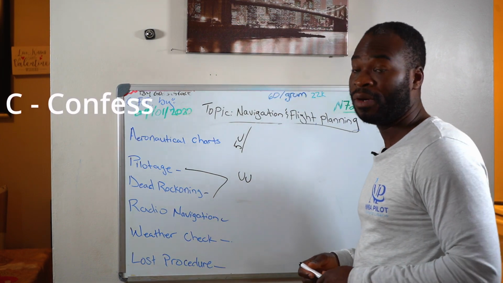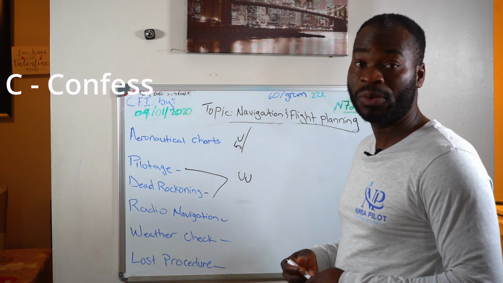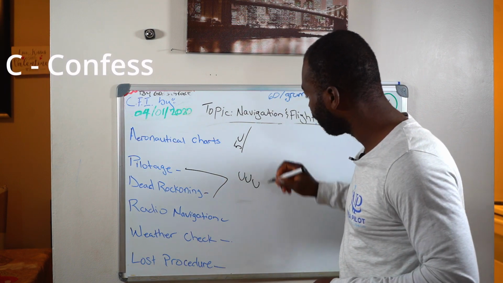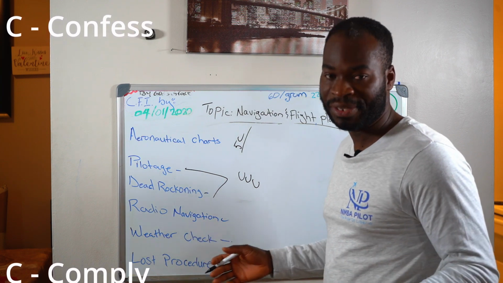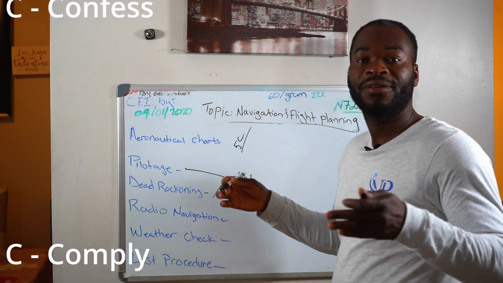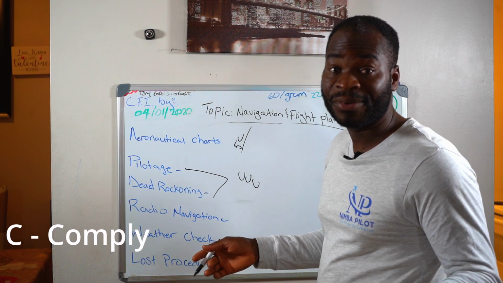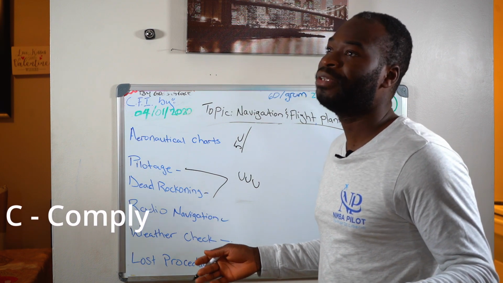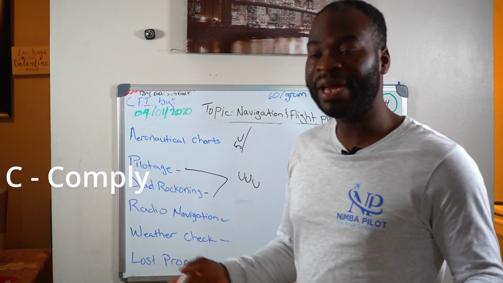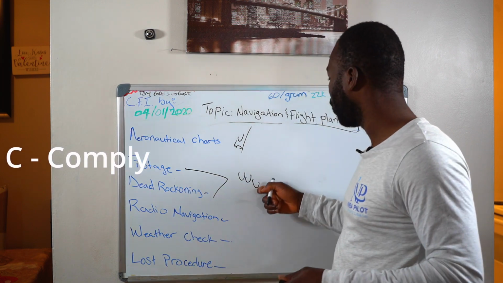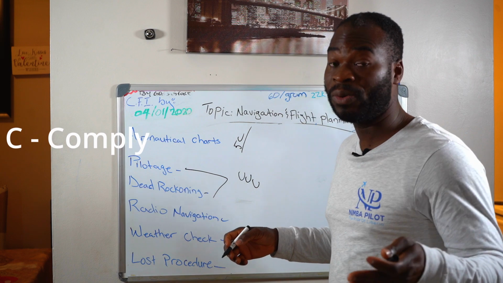Communicate with ATC what's going on. Confess. Tell them, hey, I'm lost. Don't try to BS them. Tell them you don't know where you are. Okay? If you don't know where you are, why are you trying to BS? You're trying to get help, so give them the most accurate information possible. Confess that you don't know where you are, you're lost.